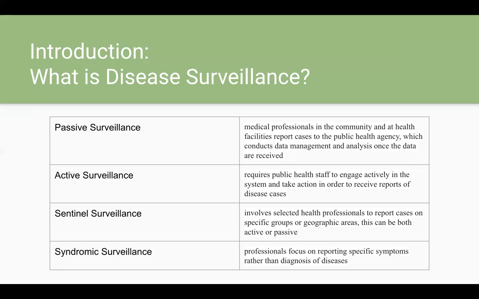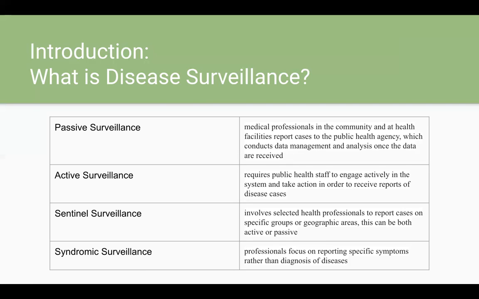In active surveillance, it takes action in order to receive reports of disease cases. So it really depends on the disease, the aggressiveness of the disease, and how we, whether as a state, as a nation, as a community, are approaching the situation. So that can be up in the air of what kind of surveillance we want to use there.